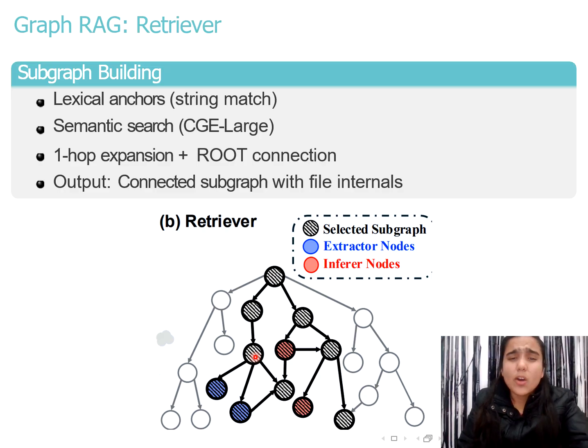This avoids flat RAG's noise and focuses on relevant wires between all the files that are present in the repository. You can see there is a graph. We have selected subgraphs, extracted nodes, as well as inferred nodes.